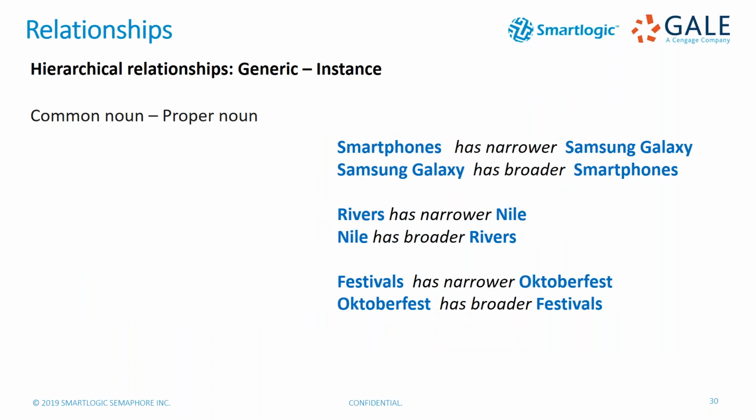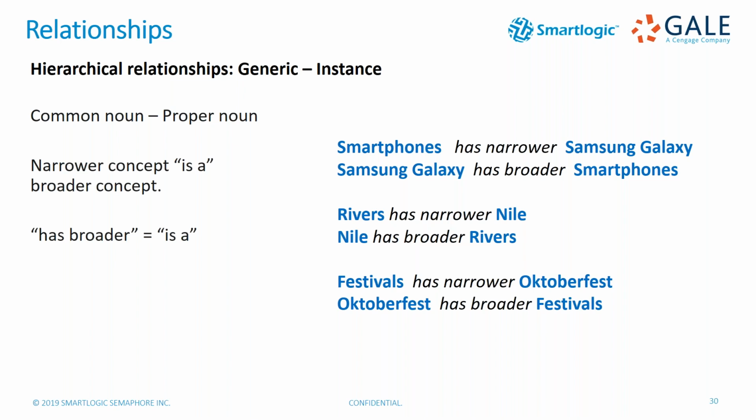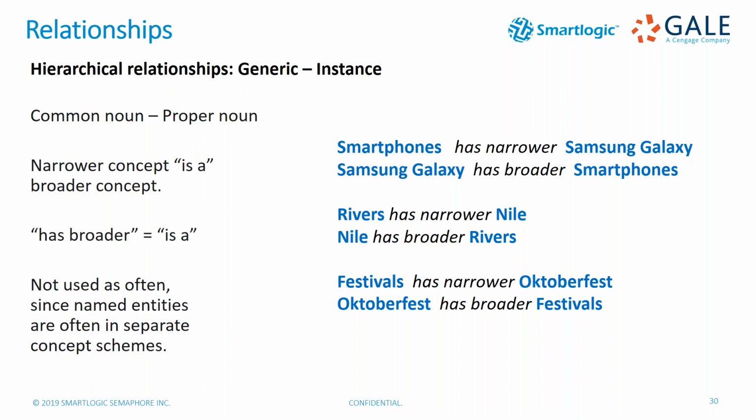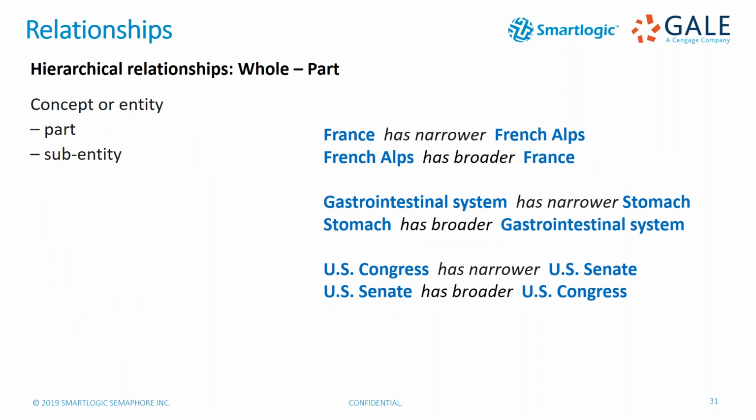And similarly, the common noun, proper noun, it's a kind of, it is. So Samsung Galaxy is a smartphone. Has broader is a. I just want to mention that we don't see this kind of generic instance relationship constructed quite as often, because often in a knowledge model, a separate concept scheme will be created for each of the named entity types, like one concept scheme for products and a different one for product categories. But you can still have relationships across concept schemes as well. And you might even customize them. So if you want something to display hierarchically, then you would create these relationships.